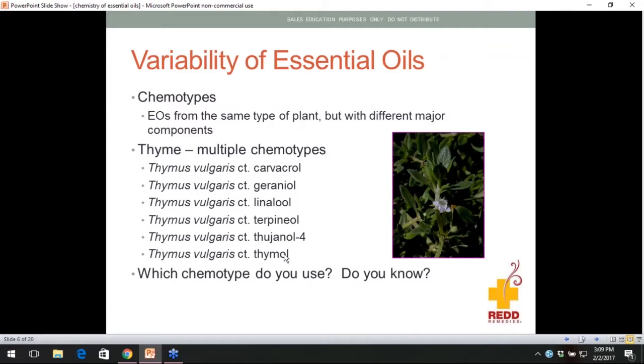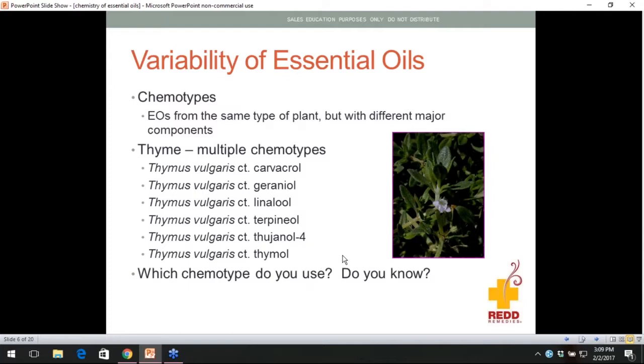So you have all these different chemotypes, and do any of the bottles of essential oils tell you what chemotype you take? Do you know what chemotype you use? Most of the time, they're not going to be marked. So how do you know? And why are you using the oil? Maybe you want it to have a lot of carvacrol. Maybe you want it to have a lot of thymol. It depends on the purpose.